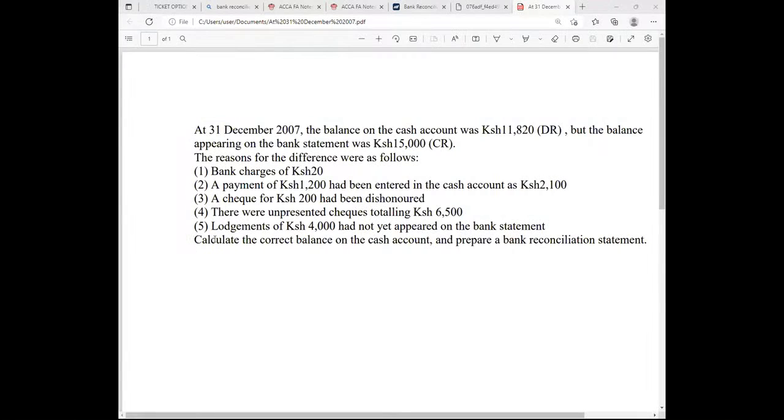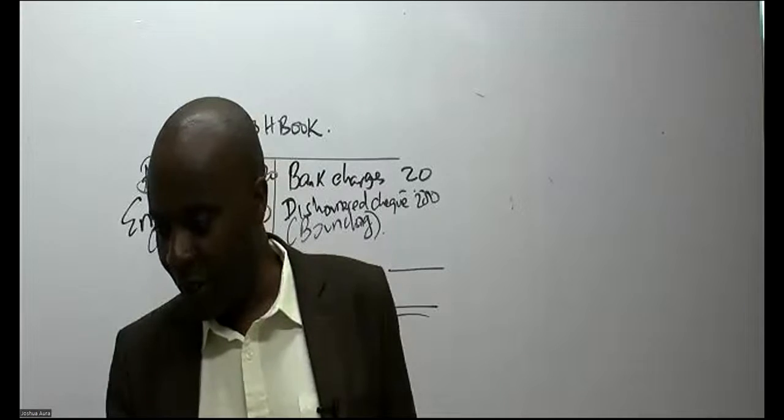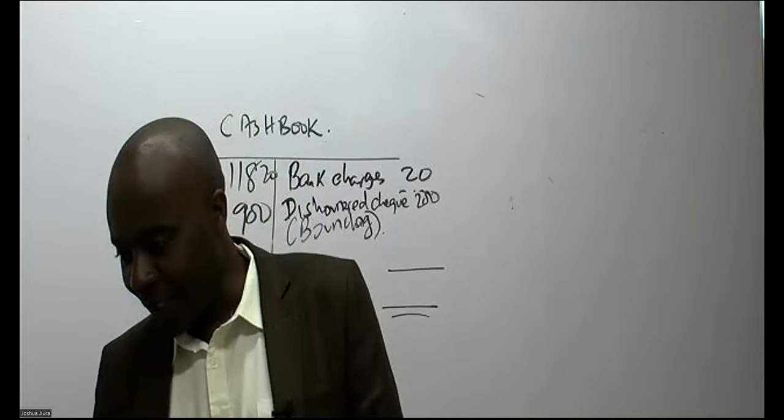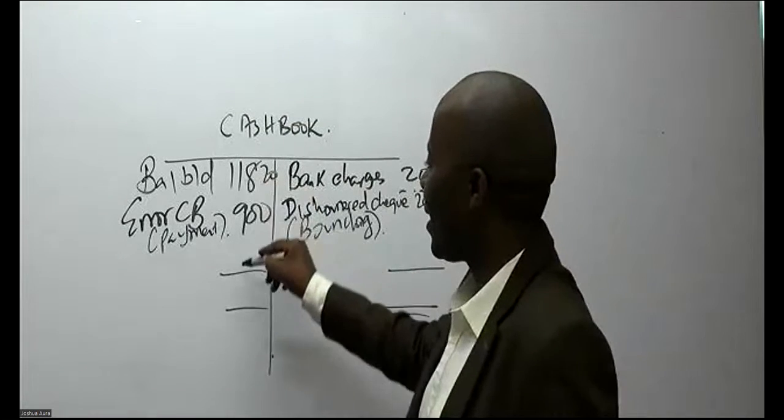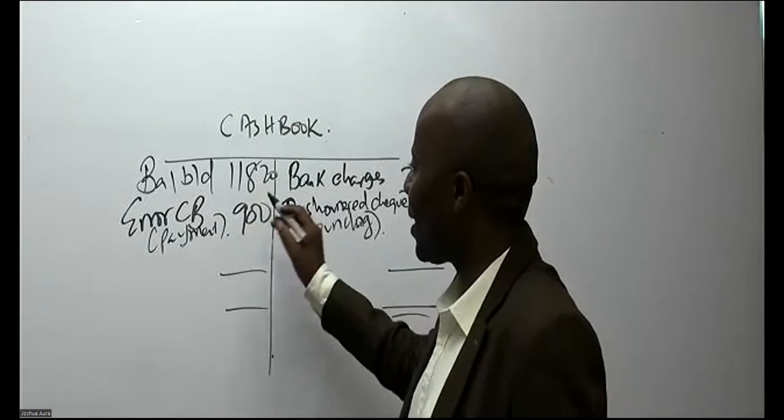Great. Now the next thing should be for me, because we know items 4 and 5 are going to the bank statement. Could you kindly come here and give me the balance carried down in the cash book? Which side is heavier? Must be this side. So you take 11,820 plus 900.